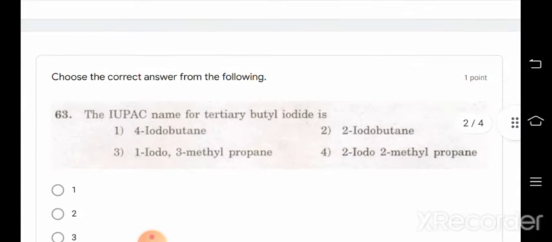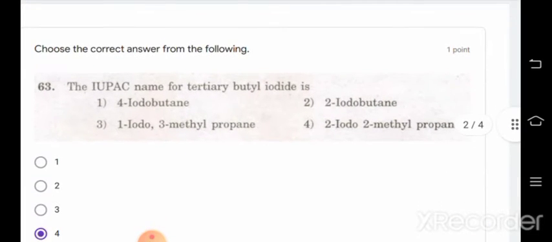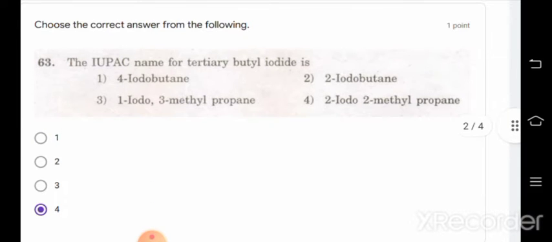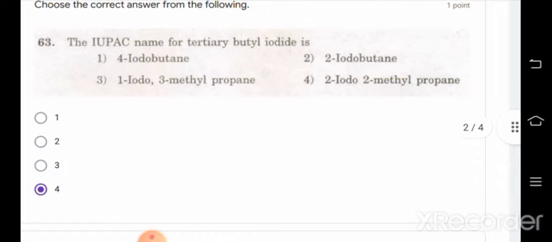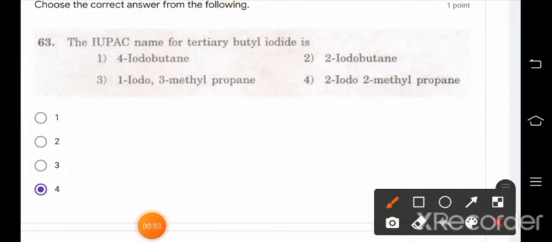The first question is on IUPAC nomenclature. Here the common name of the compound is given, and we have to name the IUPAC name of the compound. In this type of question, first we have to write the structure of this tertiary butyl iodide. Tertiary means the prefix tertiary is used, that is a tertiary carbon atom. The tertiary carbon atom is one which is attached to three other carbon atoms.